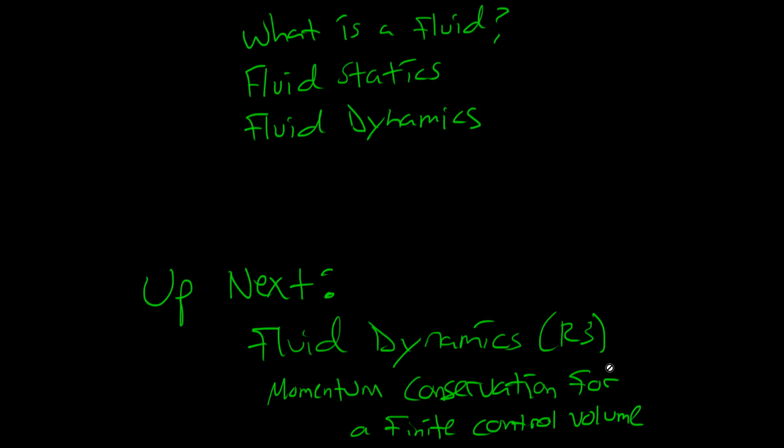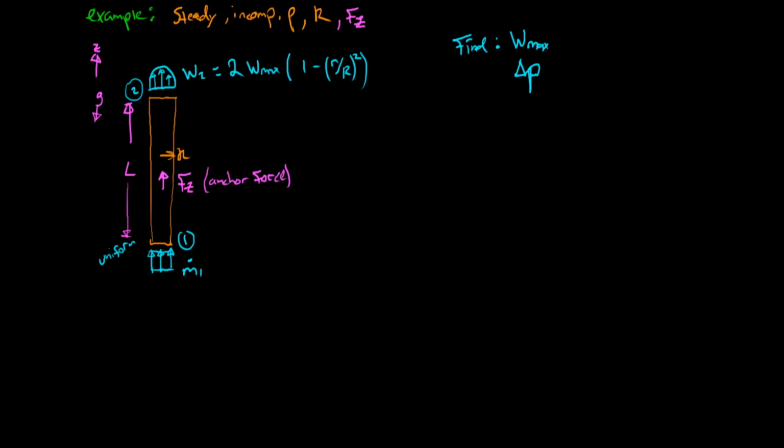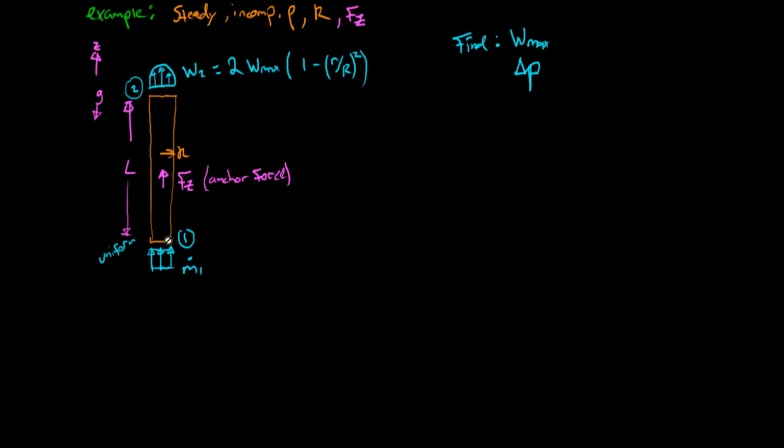All right, so one final example of conservation of momentum. This one adds the complexity of a non-uniform flow profile. So here's the problem statement. It says that we're going to be given a segment of a pipe. There's a whole pipe going on here, but we're just going to look at this one little segment of it.